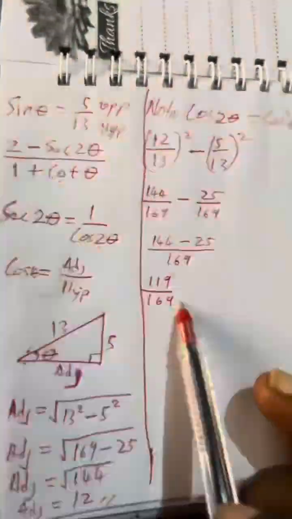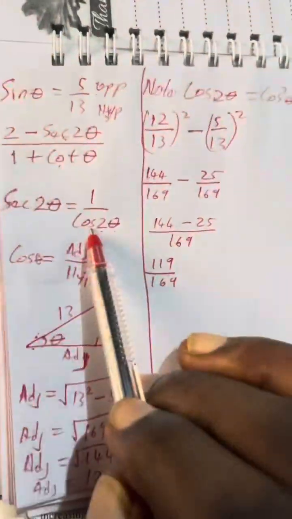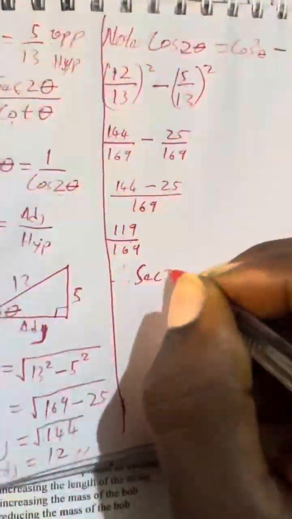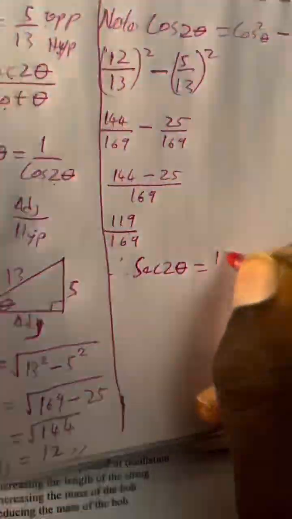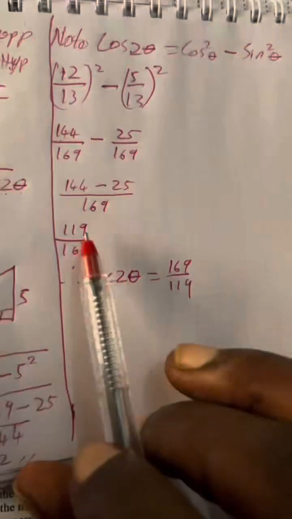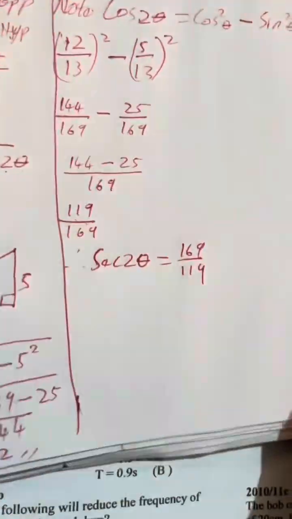Now if cos 2 theta is this, sec 2 theta is the inverse of cos 2 theta. Therefore, sec 2 theta will be equal to 169 over 119. We are taking the inverse of cos 2 theta. Let's go further.